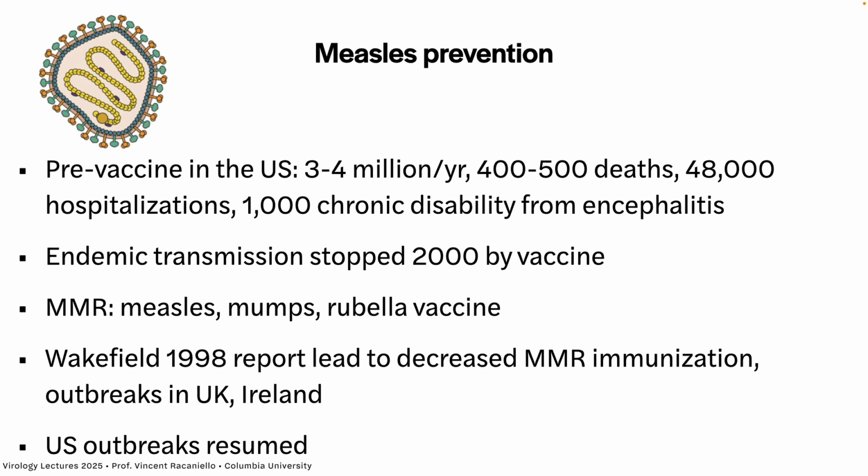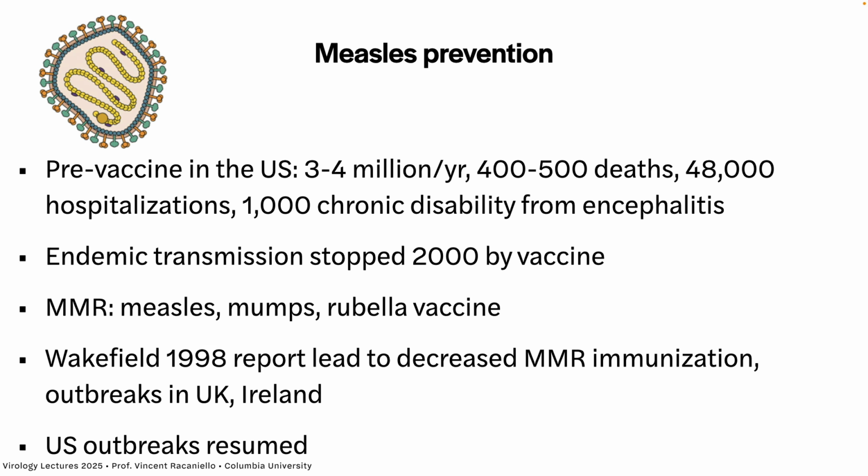Before we had a vaccine in the US, there were 3 to 4 million cases of measles per year, 400 to 500 deaths, 48,000 hospitalizations, and 1,000 kids with chronic disability from encephalitis. Tell me that this is a mild disease. It's a lie to say that. But we introduced the vaccine in the 60s, and we stopped endemic transmission by 2000. It's called the measles, mumps, rubella vaccine, 3 infectious attenuated viruses. We'll talk about those in the vaccine lecture.